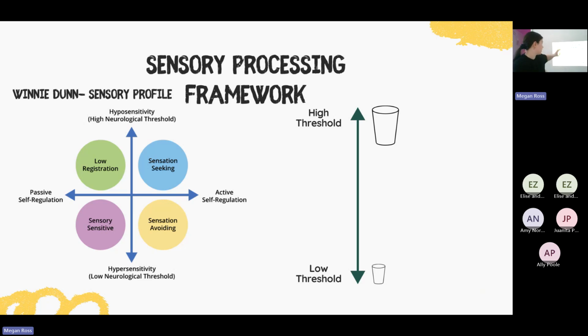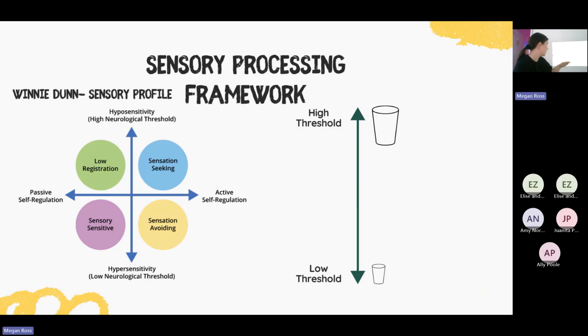And then the other side, if we have a high neurological threshold and we're passive in our self-regulation, this can be people, I think Winnie Dunn has used the word bystander. They can seem really passive, and if they're not noticing sensory information, it can be hard to get them moving, hard to get them activated. Some people might say lights on, but no one's really home. We're meant to do a lot of work to get them to be active and move and get going.